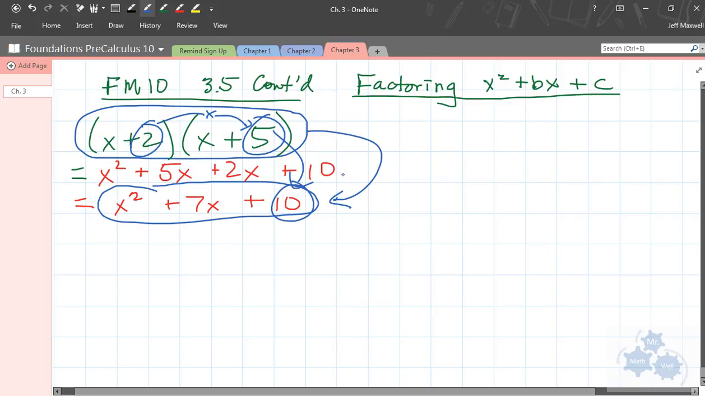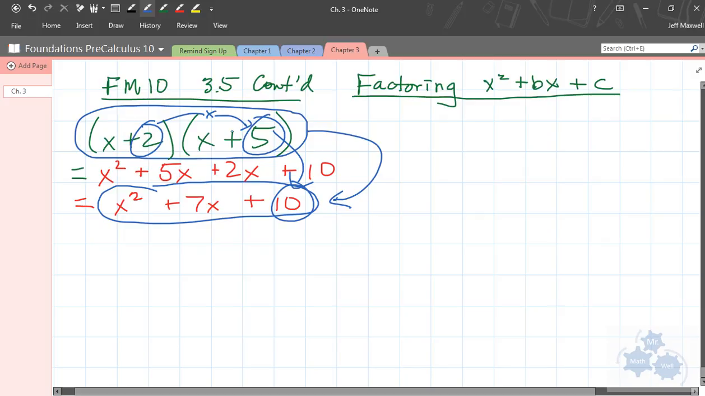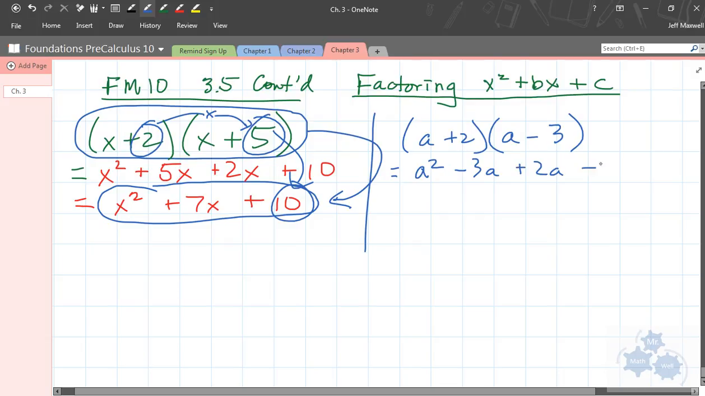The connections, okay? So connections, how does one lead to the other? Okay, we identified the x's, which is good. But this fact right here, very, very important. Let's do a couple others real quick. A plus 2 and a minus 3. Okay, you should be very quick at expanding these now. This is a squared minus 3a plus 2a minus 6. That's a squared minus a minus 6.